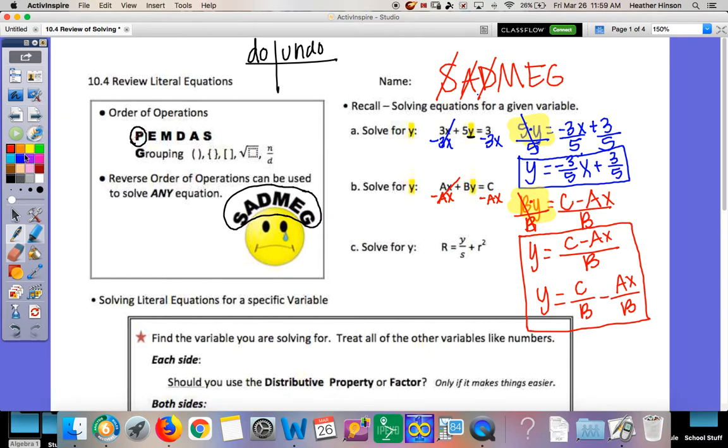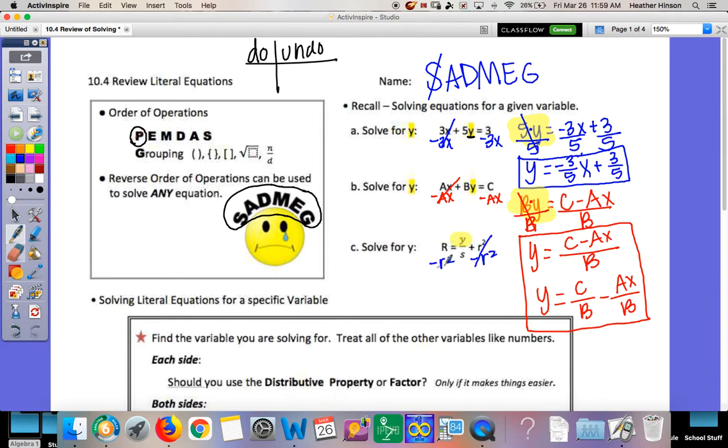Okay, so let's try one that's not y equals mx plus b. Let's look at this one. We're still solving for y. So what is happening to y? If I do my SAD-MEG again, order of operations backward. Do you see subtraction on y? No. Do you see addition on y? Yes. To y, we are adding r squared. So we want to do the opposite. We want to subtract r squared.